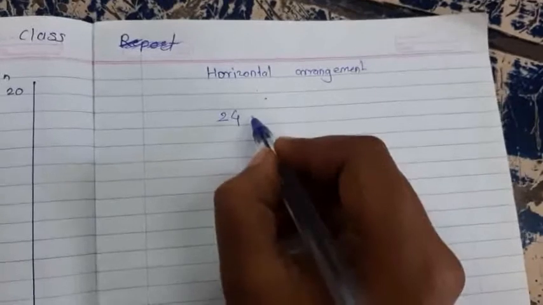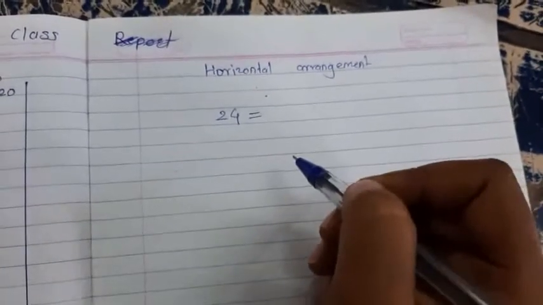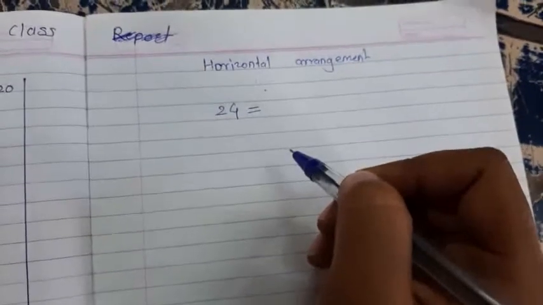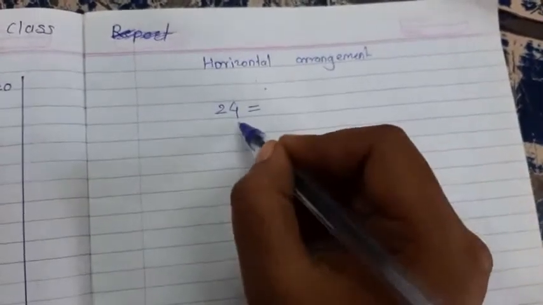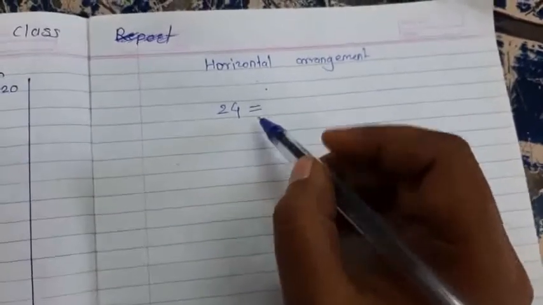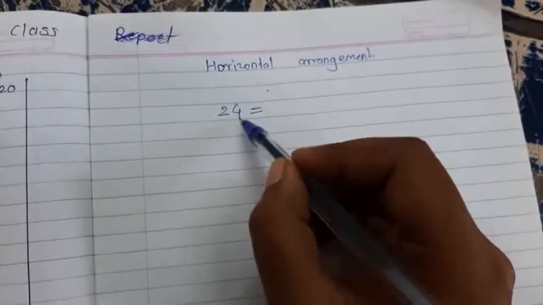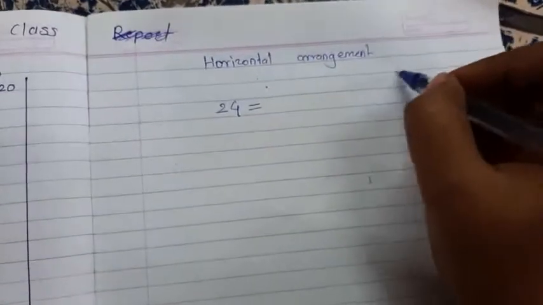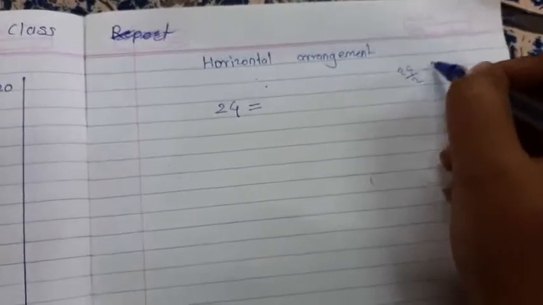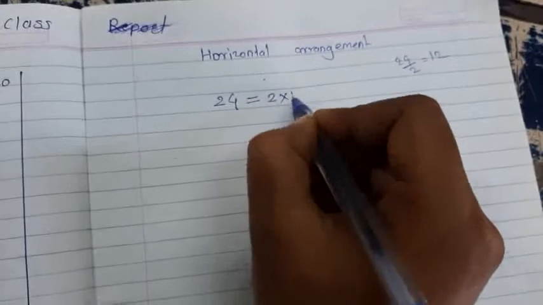So write this number 24 is equal to, for this method also start with smaller number which is divisible by or which can divide this number. So we will start with 2. Yes, 24 is divisible by 2 because at the unit place 4 is present. So 24 divided by 2 is equal to 12. So here we have to write 2 into 12.